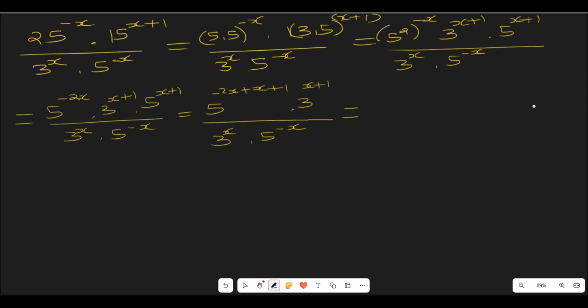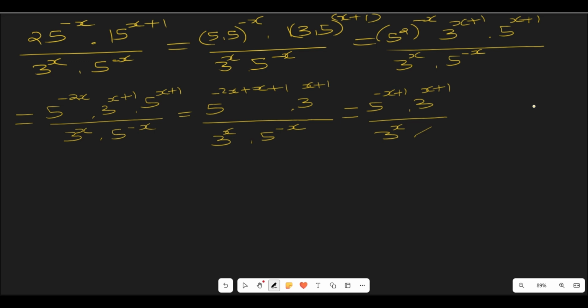So now I think you are supposed to be very patient and say negative 2x plus x, which is negative x, plus 1, which means 5 is equal to the power negative x plus 1. And then you look at the 3, it's gonna be 3 to the power x plus 1. But I guess on the next step we have to do it all over. So it's gonna be 3 to the power x.